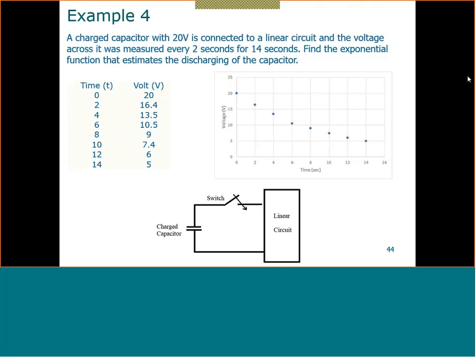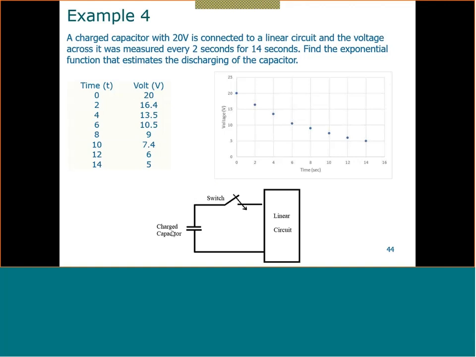Let's go to this example now. A capacitor was originally charged with 20 volts and connected to a linear circuit, which I don't care about, with a switch open so that the charge is there. Then I switch on the switch, meaning I connect the capacitor to the circuit. The capacitor starts to discharge, and I measure the voltage across the capacitor every 2 seconds. This is the data, and this is how it looks.